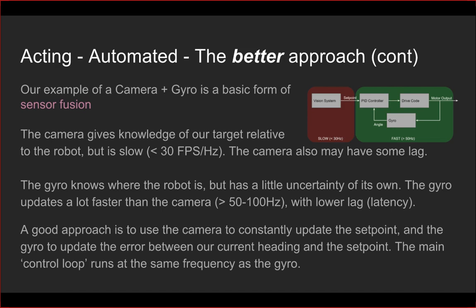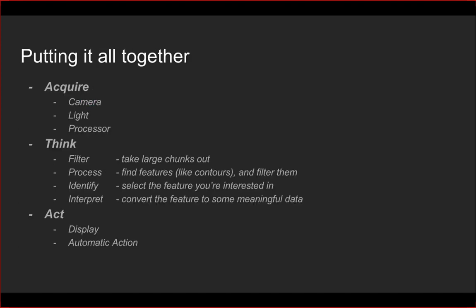So you can use the camera to constantly update where your target is, and the gyro to constantly update where your robot is. And those control loops work together to try and reach that 0-degree difference between where the target is and where you are. Again, if you have any questions about this, be sure to shout them out or something. The people at the event will give a bit of a better idea of what's going on.